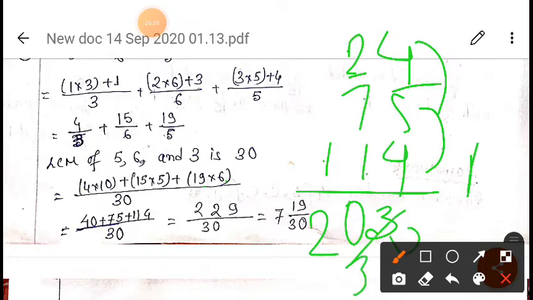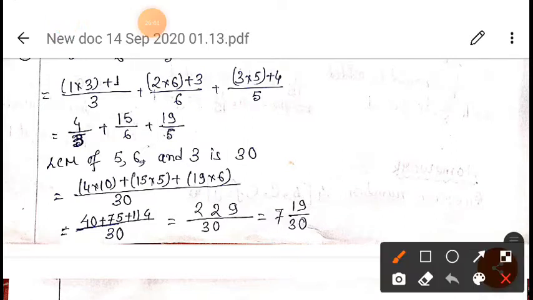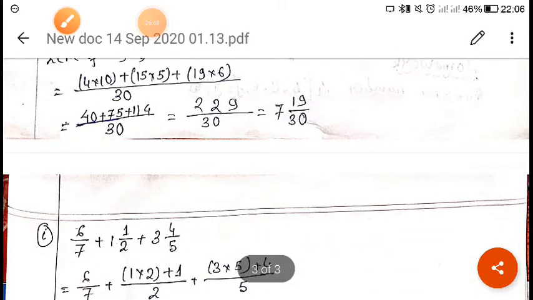So when you divide this, you will get the answer in mixed fraction form, right? So this one was a mistake here, it will be 24. So always make a correction there, okay, in your notebook.